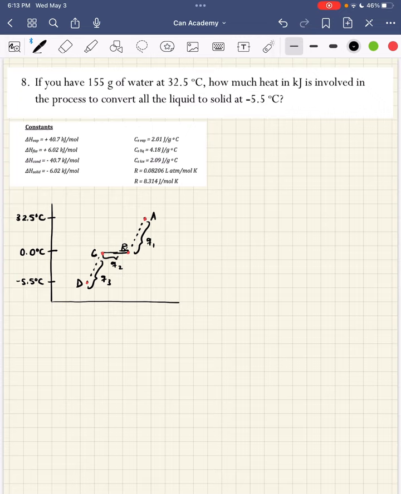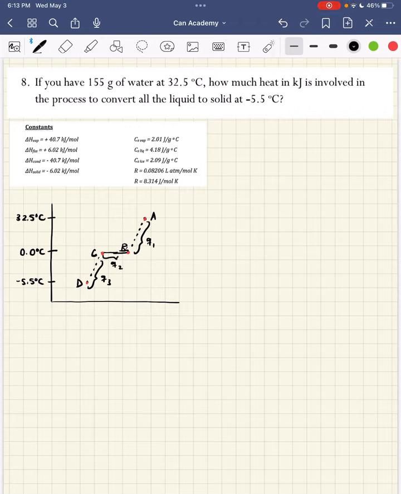Hi, my name is Josie West, and today I'm going to be going over problem set number 1, question 8, which has to do with determining the energy/heat of a freezing curve process. This question is asking, if you have 155 grams of water at 32.5 degrees Celsius, how much heat in kilojoules is involved in the process to convert all the liquid to solid at negative 5.5 degrees Celsius?